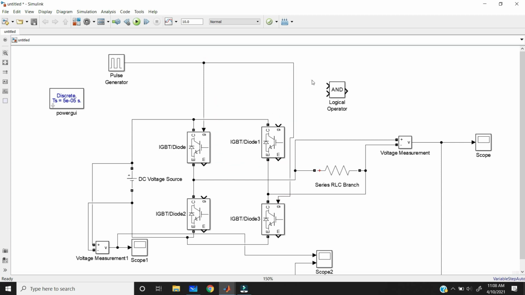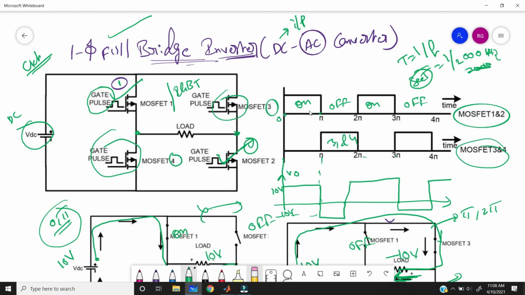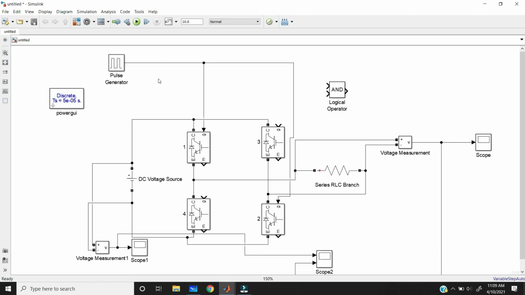Why? Because in the first operation condition, during 0 to pi, I need to turn on switch 1 and 2, right? Here I am taking this one and this one. That's why I'm giving the pulses to switch 1 and switch 2 at a time.